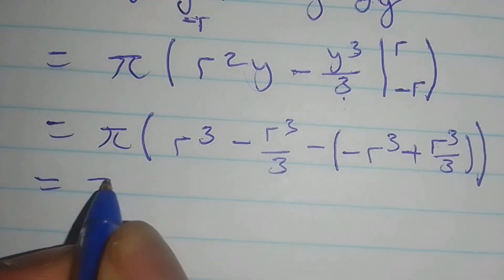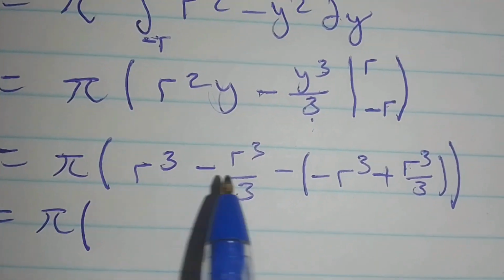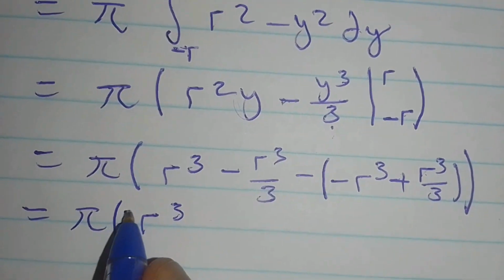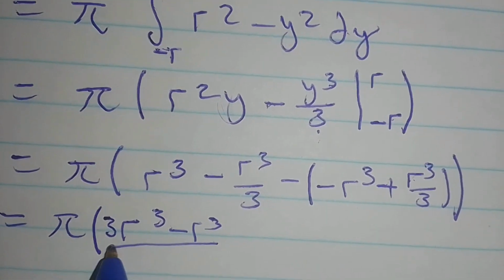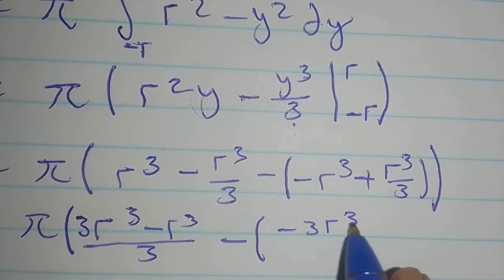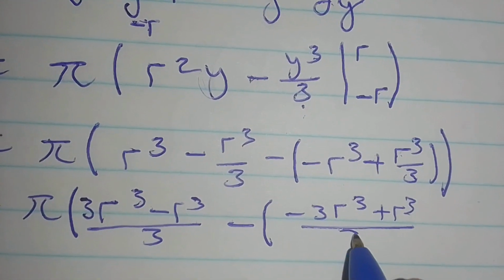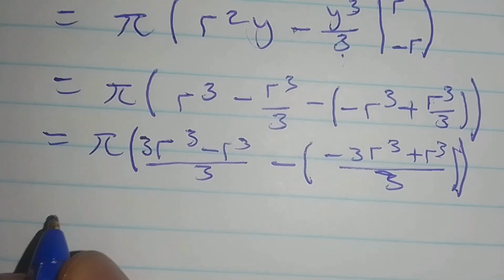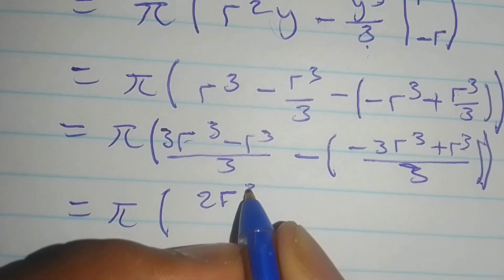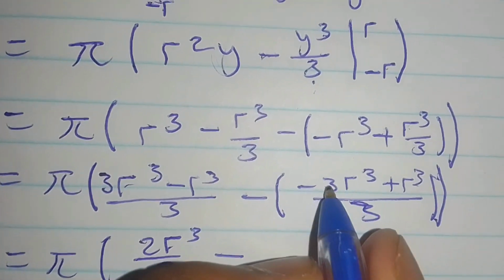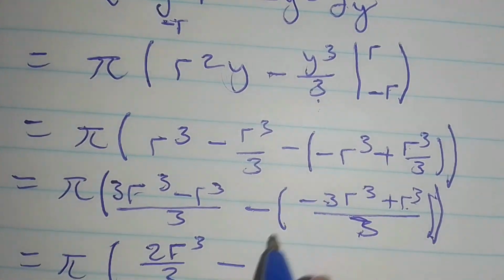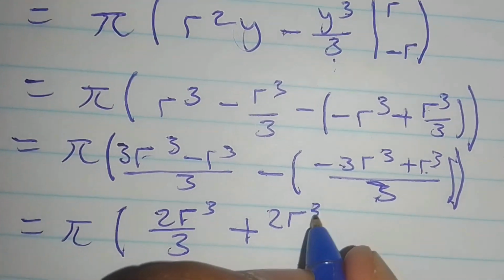And then from here we get pi, and then notice that here we have r cubed minus r cubed over 3, so it's just going to be 3r cubed minus r cubed over 3, minus minus 3r cubed plus r cubed over 3. So that's something that we're going to have. Then we have pi, and this is just going to turn into 2r cubed over 3 minus, 3r cubed plus r cubed is going to be minus 2r cubed over 3. Then negative times negative is going to be positive. Then we have 2r cubed over 3.